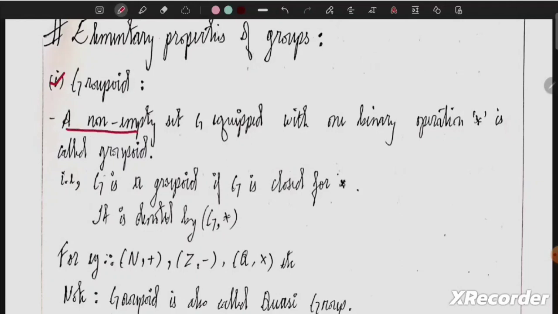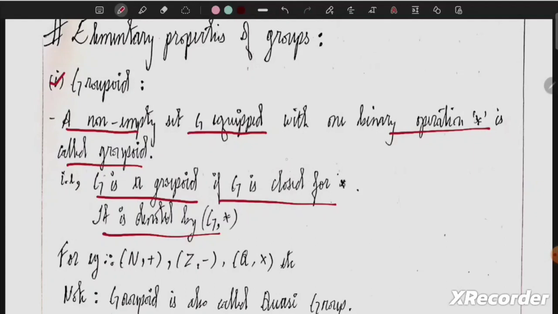A non-empty set G equipped with one binary operation star is called a groupoid. That is, G is a groupoid if G is closed for star. It is denoted by (G, star). Let us see what it means to be closed.